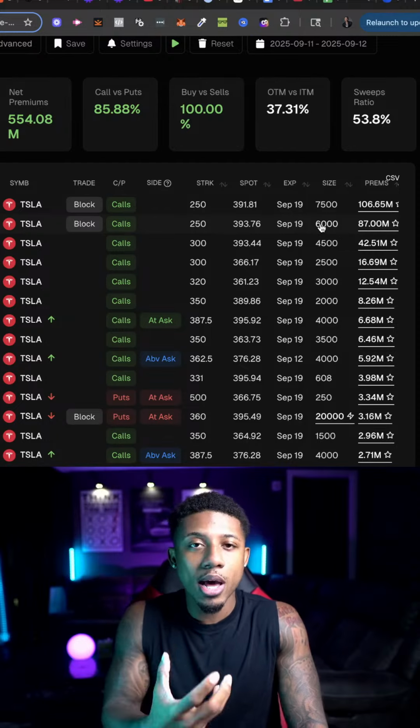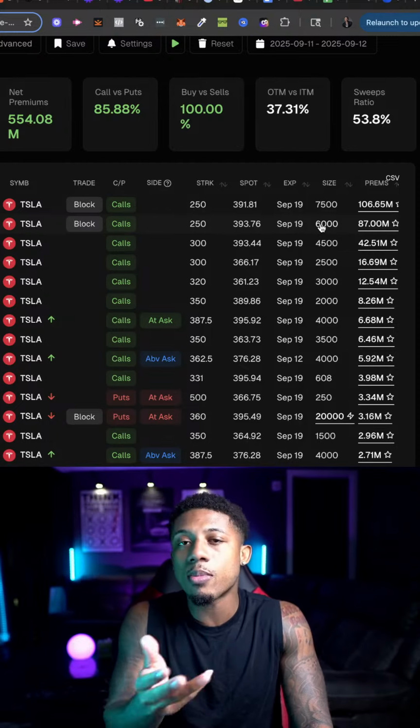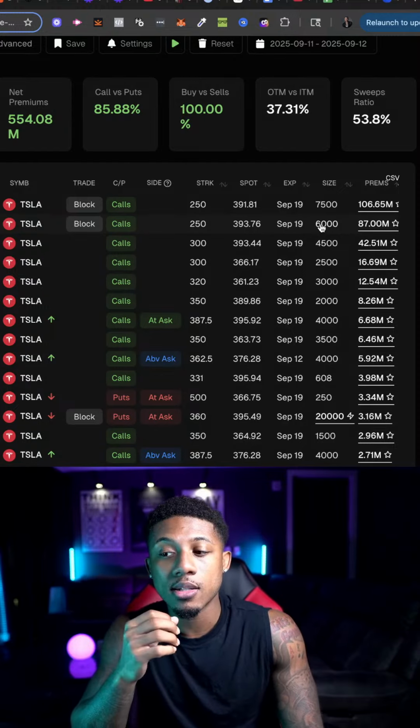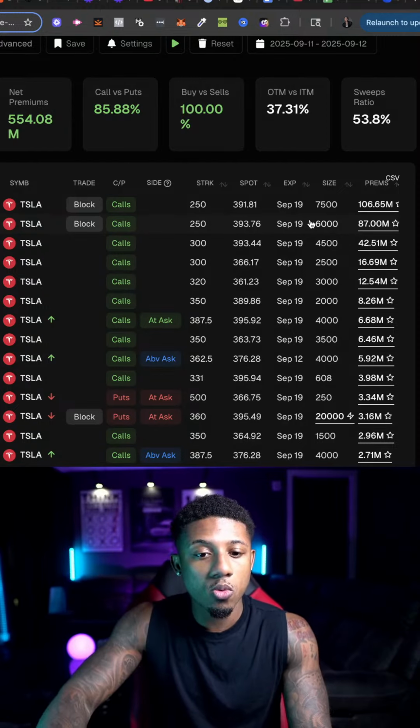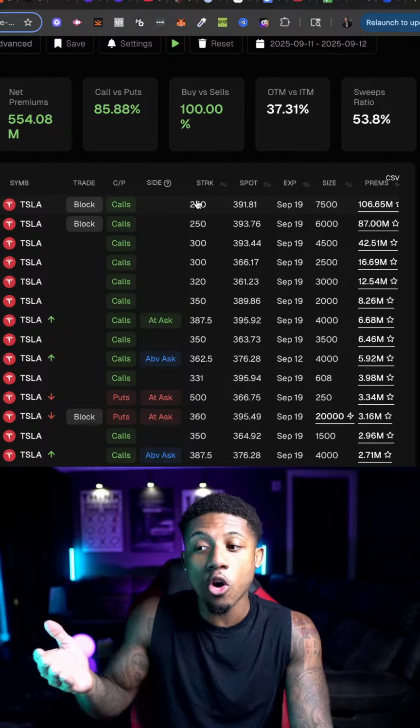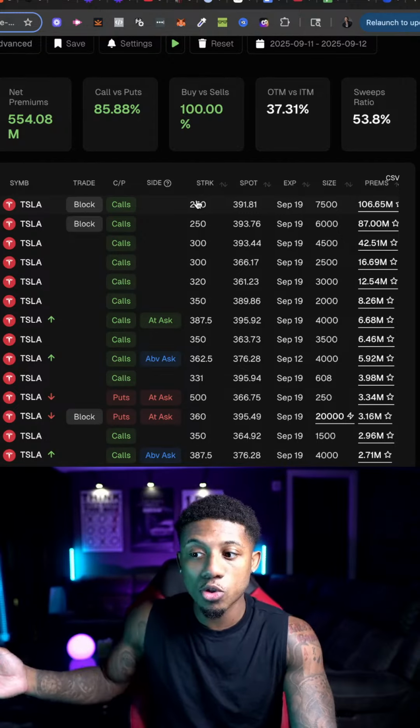Let's say you trade supply and demand, support resistance, the strat, doesn't matter the strategy. What you're able to do with the flow is see where they're putting their money. So right here, $106 million was put on Tesla calls. What was the strike price? $250. So they went super, super far in the money.